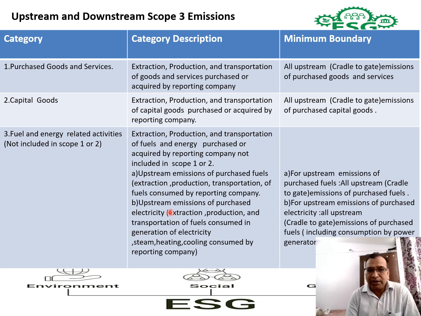Now B, under category description: upstream emissions of purchased electricity, that is extraction, production and transportation of fuels consumed in generation of electricity, steam, heating and cooling consumed by the reporting company, has to be reported. What is B? For all upstream emissions of purchased electricity, all upstream cradle to gate emissions of purchased fuel, including power consumption by the generator, has to be captured under this category.